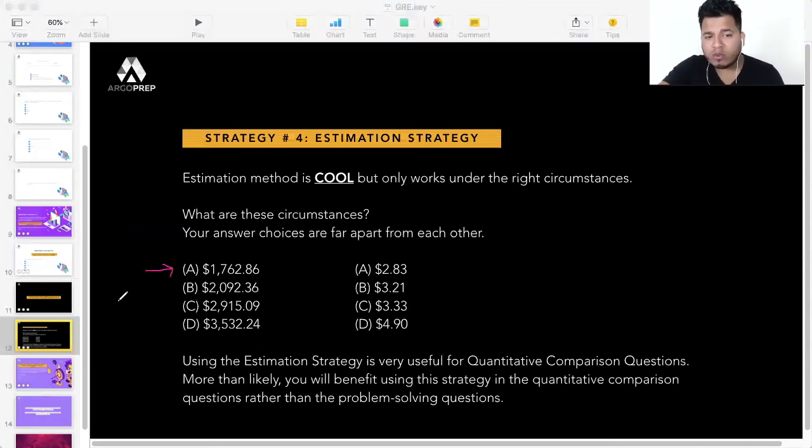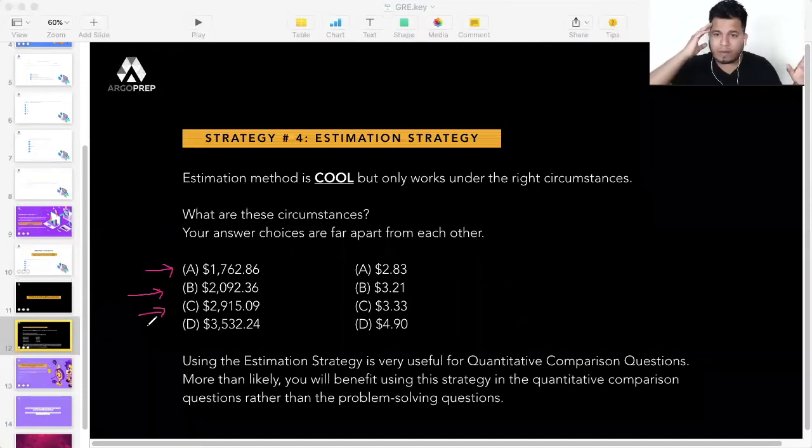Answer choice A reads 1,762 point something. The next answer choice is 2,000 something. The next answer choice is 2,950. See, there's a good gap between these answer choices. Therefore, I can say whatever the question is, whatever the scenario is, I'll just keep that in my mind. Hey, I may be able to employ the estimation strategy to achieve this answer quicker, so I don't have to reach for my on-screen calculator.